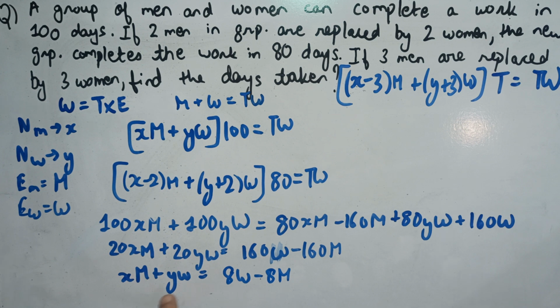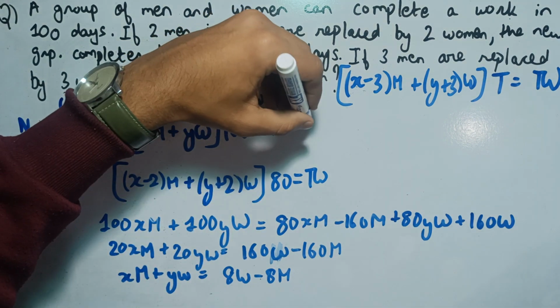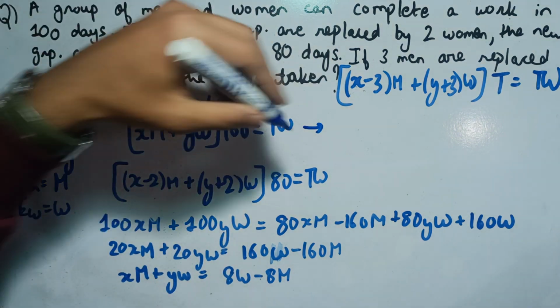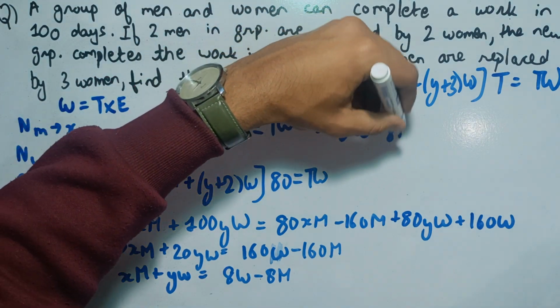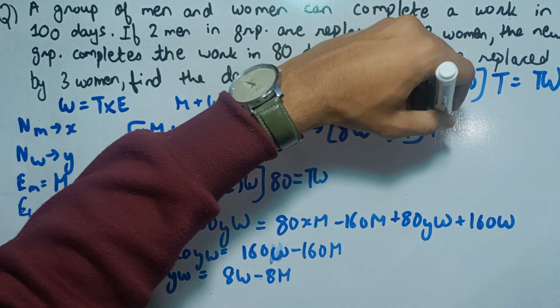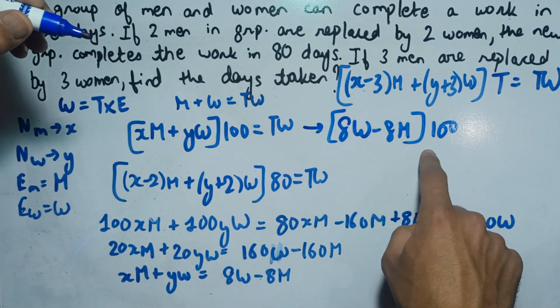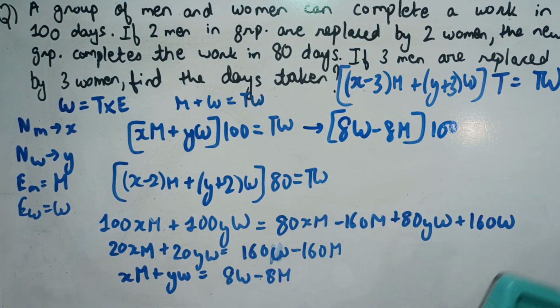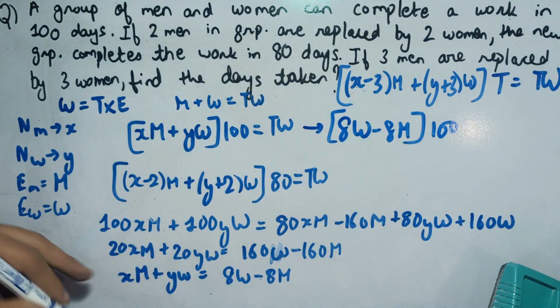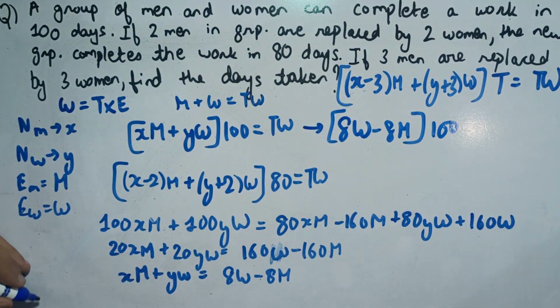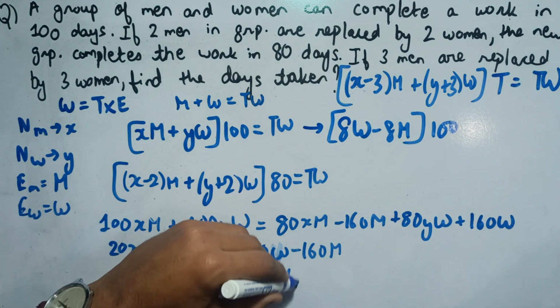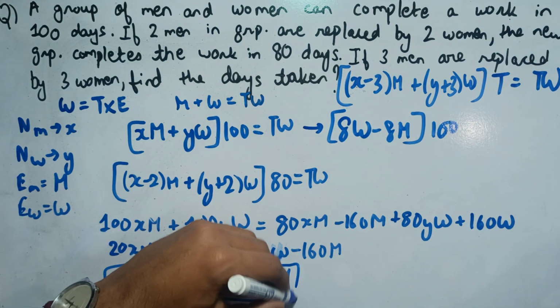How can we solve? Okay, we can get the total work from here. We know the value of XM plus WY is 8W minus 8M. Okay, we'll get the total work from here. Wait, let me rub this. The total work would become 8W minus 8M, into 100. So this is our total work. We can substitute this here. Let me solve this further. This is our important equation. Let me write it here. Is it visible? Okay, I'll rub the other stuff.